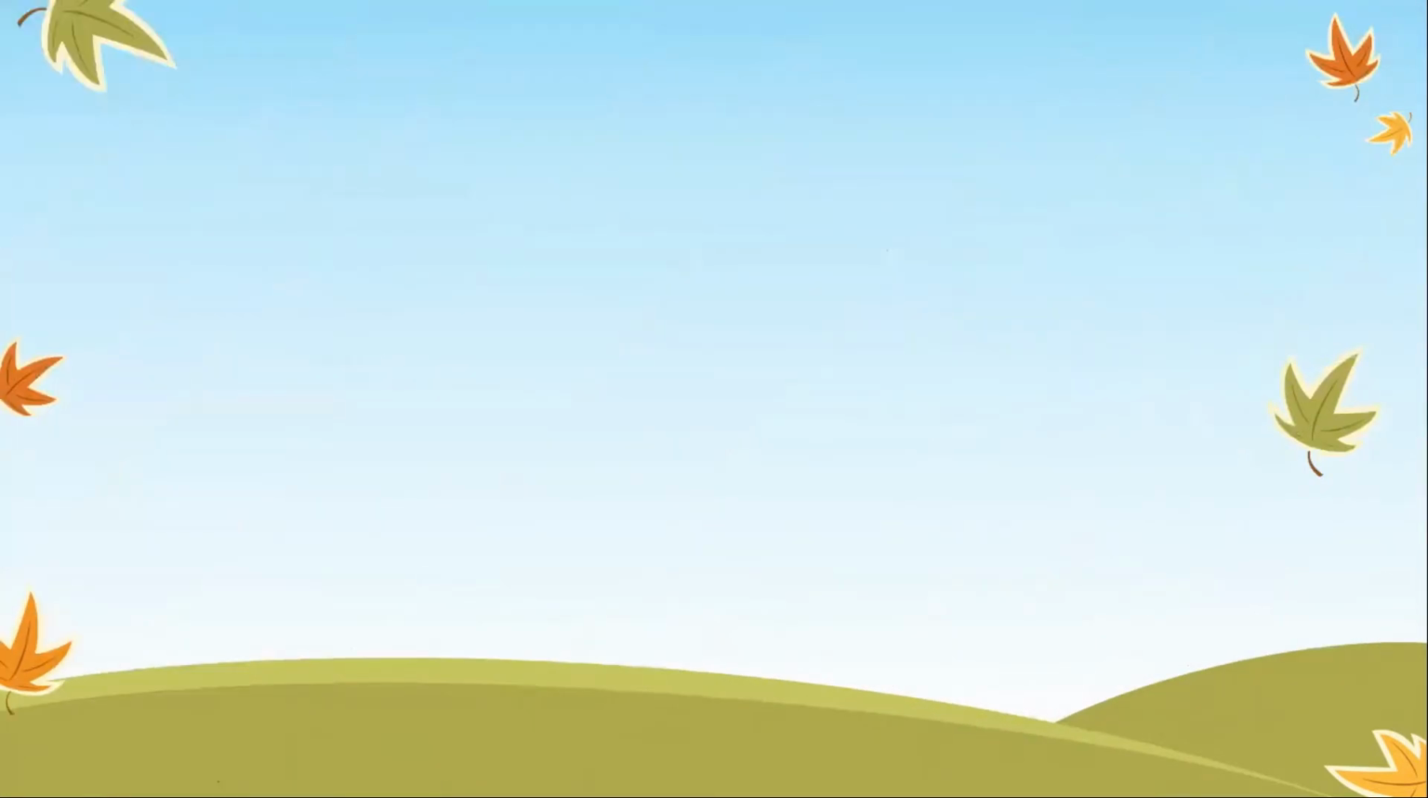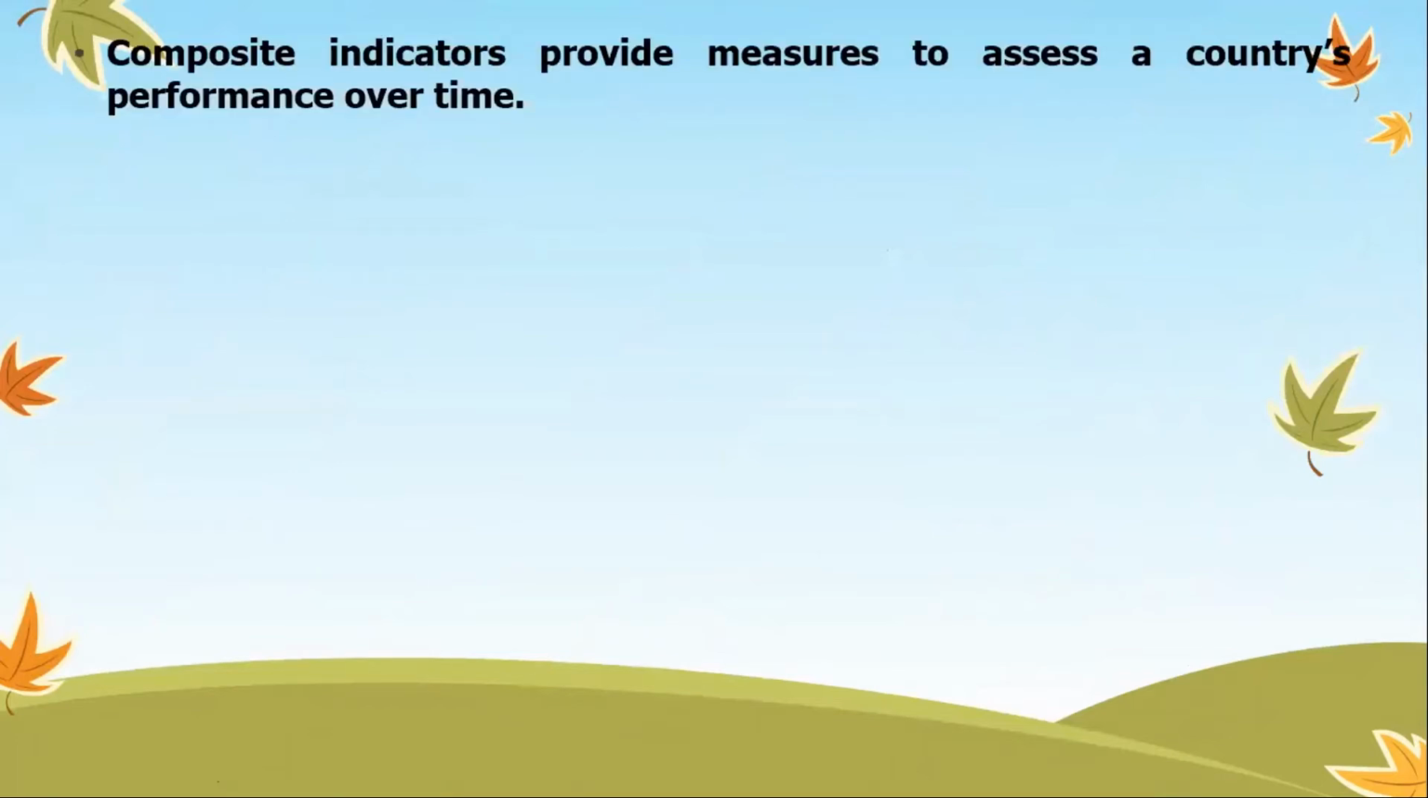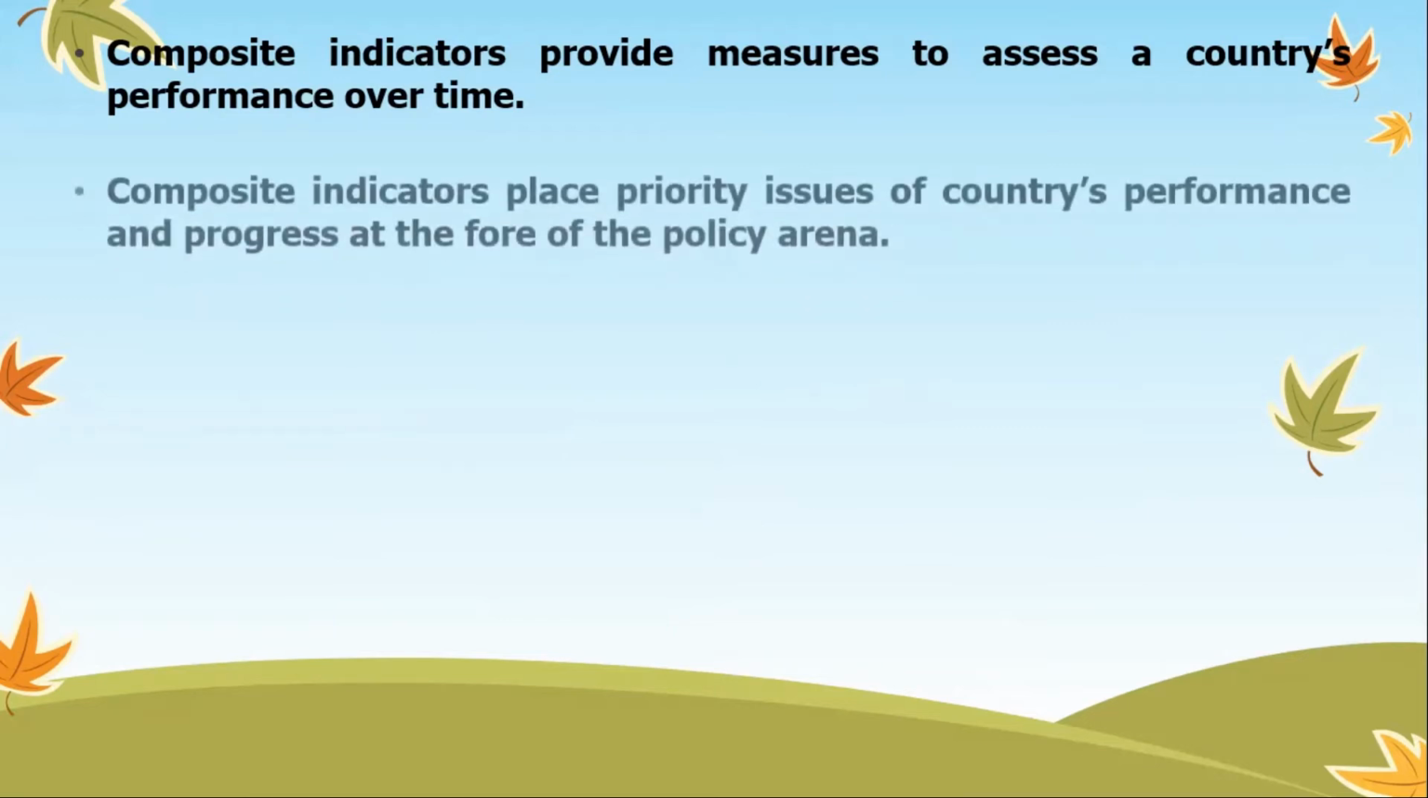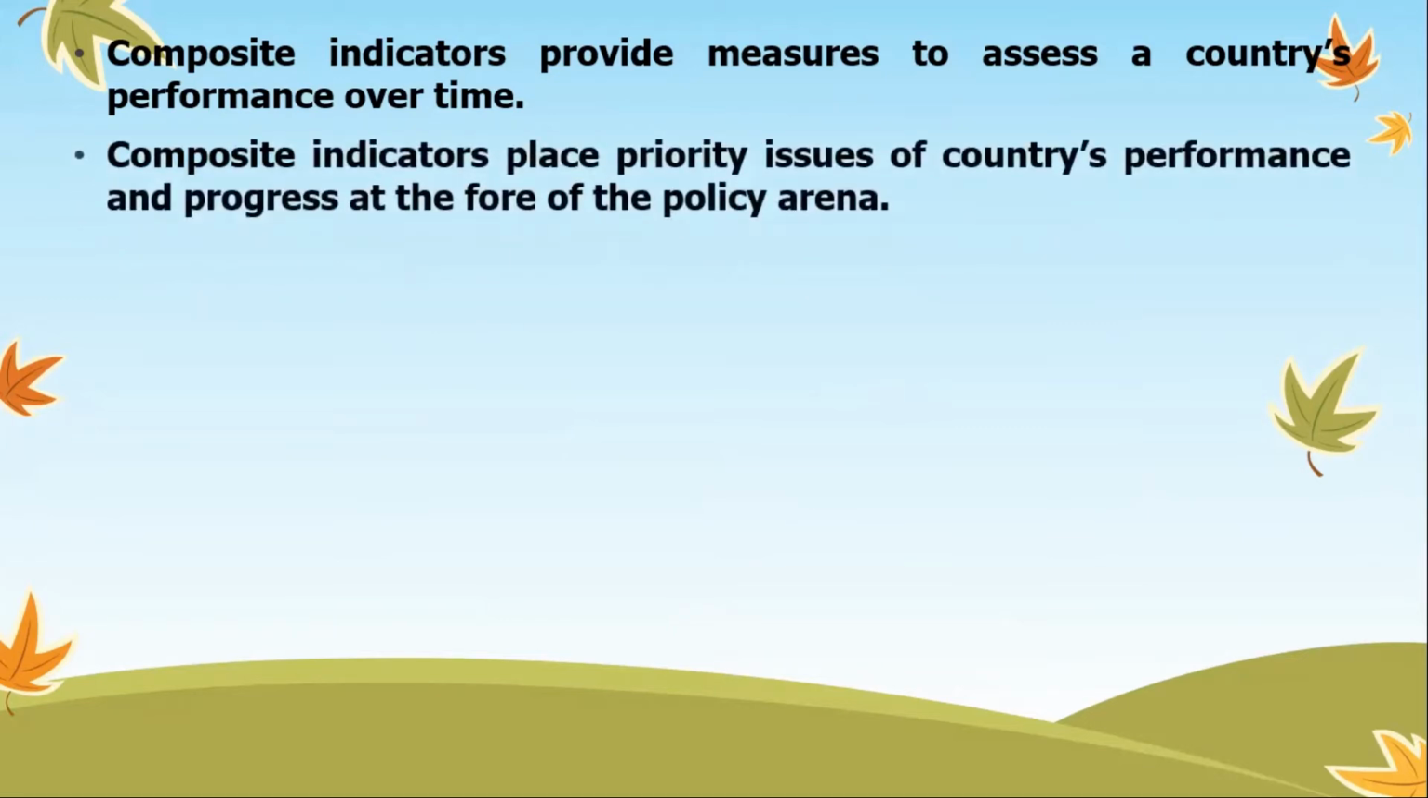Next advantage, composite indicators provide measures to assess a country's performance over time. So it is useful in assessing a country's performance over a period of time. The MDGs are very useful. Next, composite indicators place priority issues of a country's performance and progress at the fore of the policy arena. So it helps the country place the top priority issues to be addressed first.